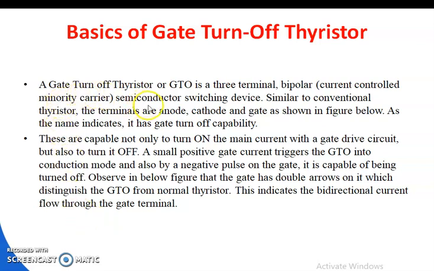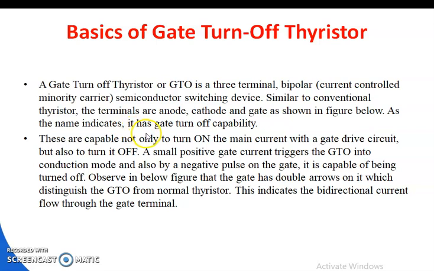The gate turn-off thyristor, or GTO, is a 3-terminal bipolar current-controlled minority carrier device, which means the majority carriers are the electrons. It is a semiconductor switching device similar to a conventional thyristor, but the construction is somewhat different. The 3 terminals are anode, cathode and gate, same as a thyristor.